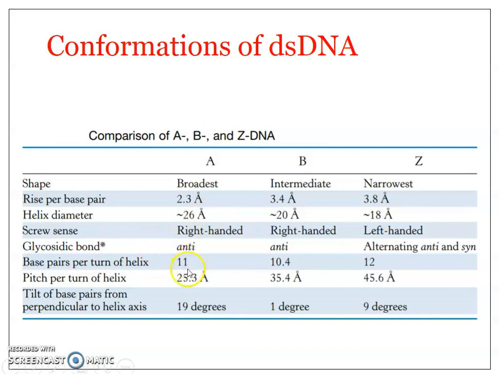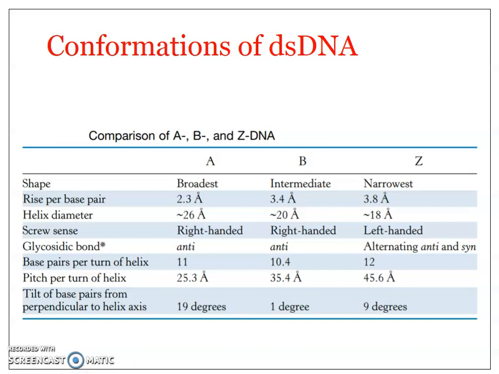You can see it has 11 base pairs per helical turn, and the adjacent base pairs are placed 2.3 angstrom apart. So 11 base pairs per helical turn, and the adjacent base pairs being placed 2.3 angstrom apart. Then, as already mentioned, the helical width, or we call it the diameter, is 26 angstrom.